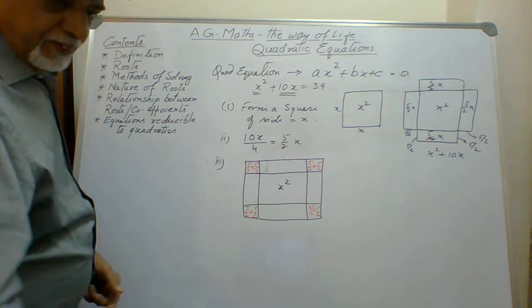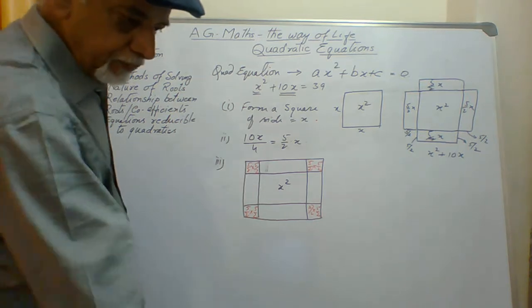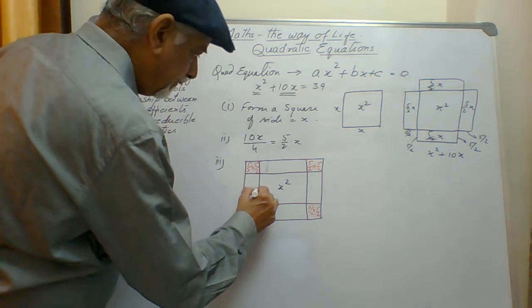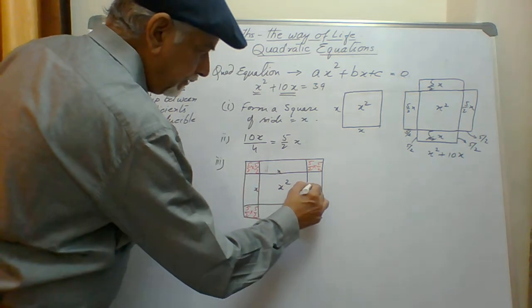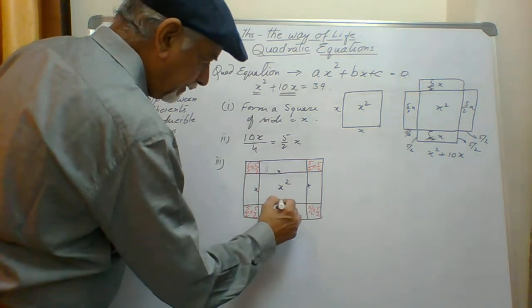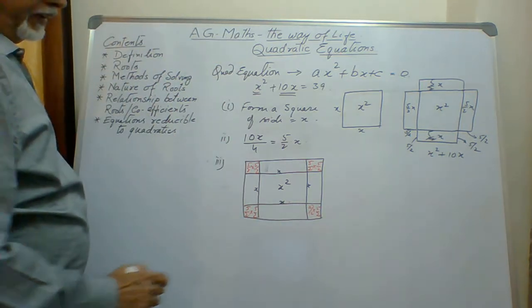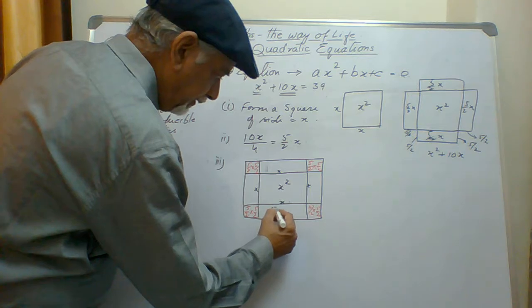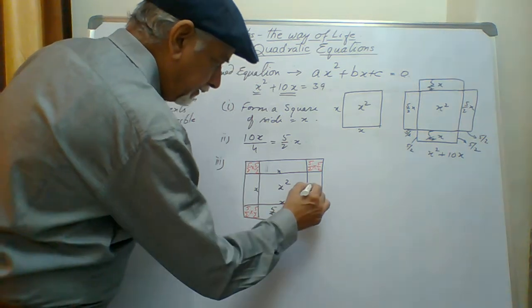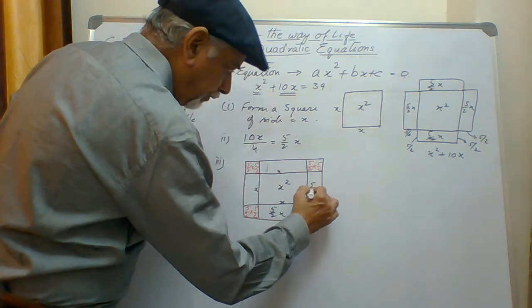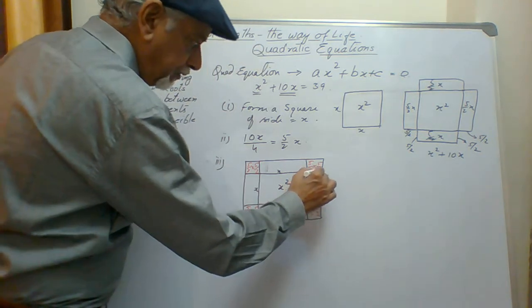Right. And suppose this part is my x, this was x, this was x, and this was x. Correct. And this is as earlier 5 by 2 of x. This is also called 5 by 2 of x. This is the area. I'm talking of the area.